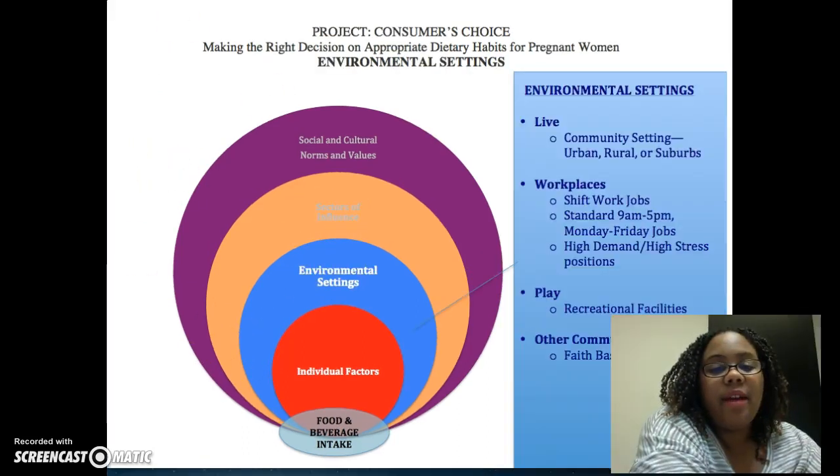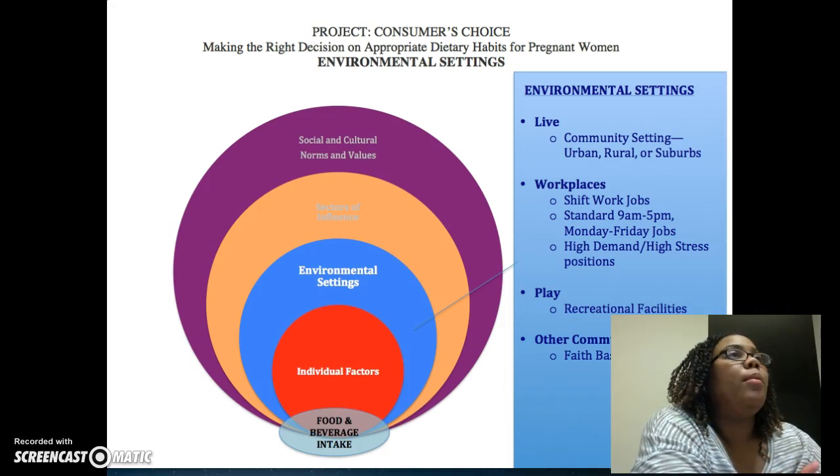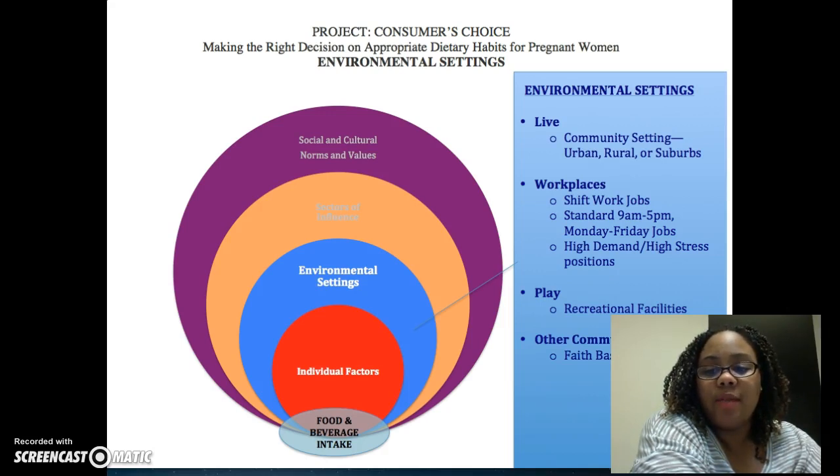Finally, I looked at the areas in regards to environmental settings. Again, specifically, how do appropriate dietary habits for pregnant women, in terms of them making the right decision, change amongst community settings? So, like urban settings, rural settings versus suburbs. Also, workplaces, looking at work environments that are supportive of the needs of pregnant women or women who are breastfeeding, looking at typical 9 to 5 jobs, Monday through Friday jobs, versus shift work where it's ever changing. Also, the high demand, high stress positions.